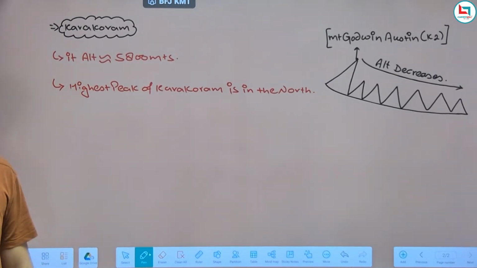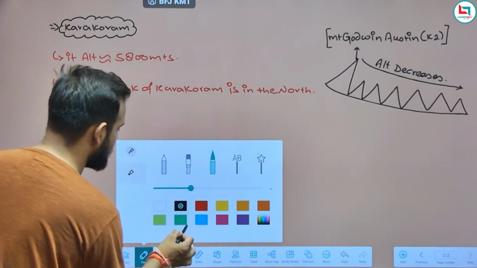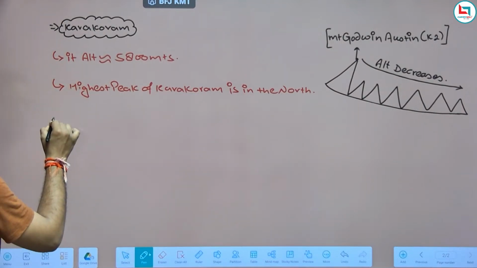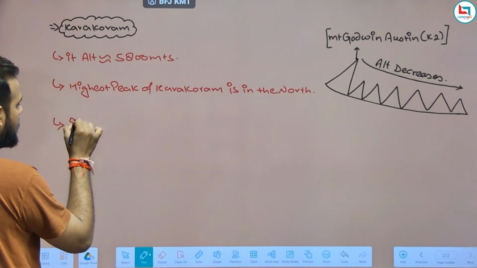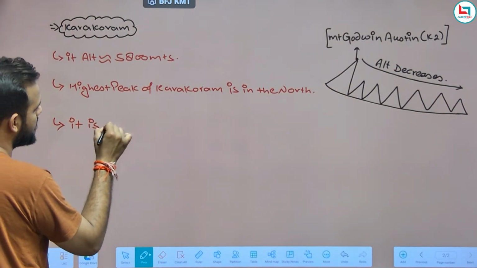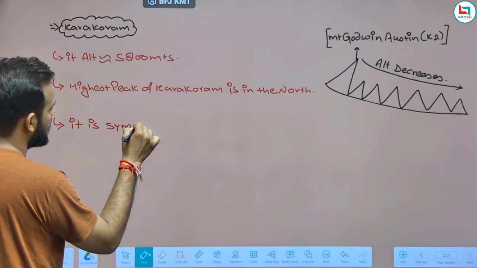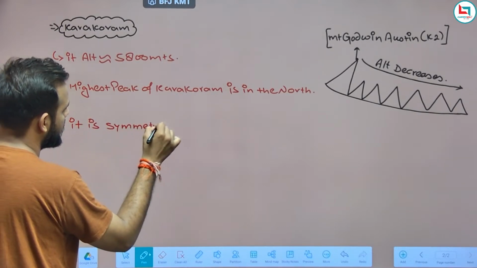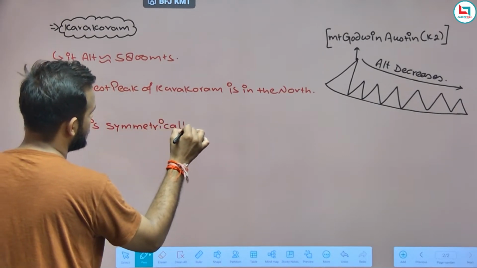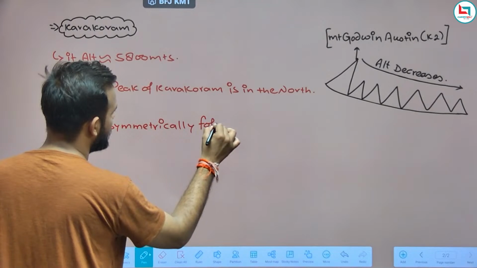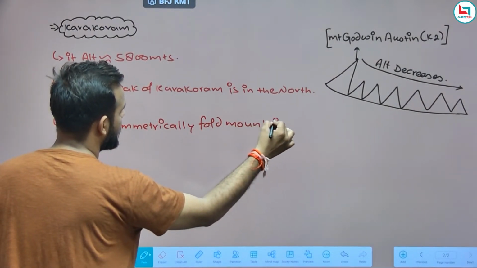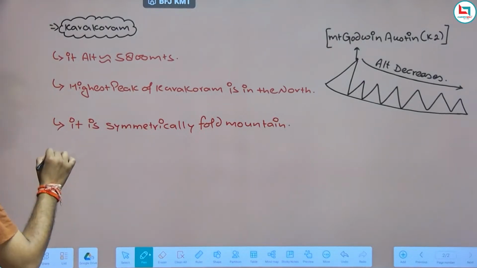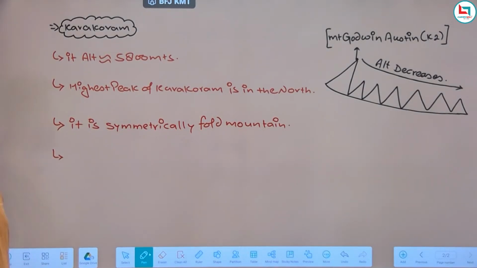Now, guys, Karakoram is a symmetrically folded mountain. It is not asymmetrically, it is a symmetrically folded mountain.